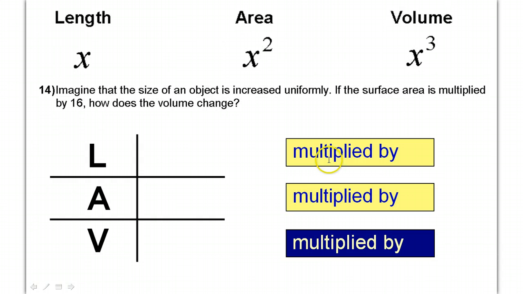Alright, I could do an example, but I'm not going to do another one. Look at number 14 with me. Imagine that the size of an object is increased uniformly. The surface area is multiplied by 16.